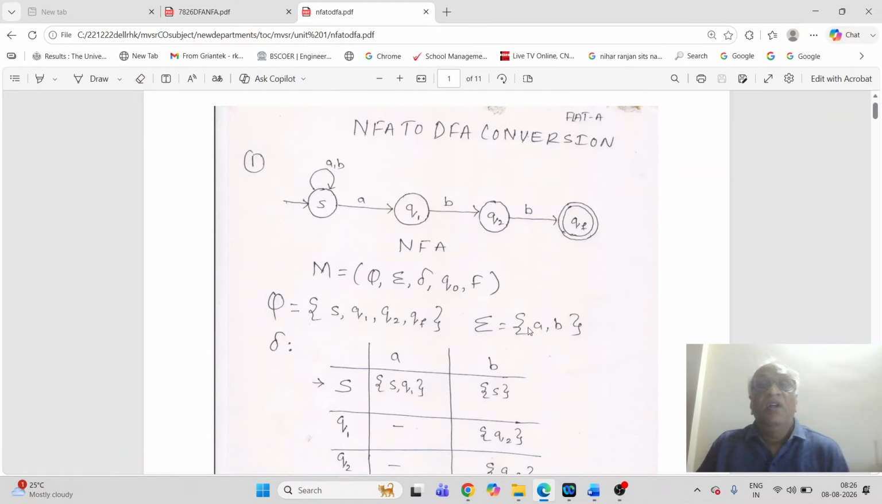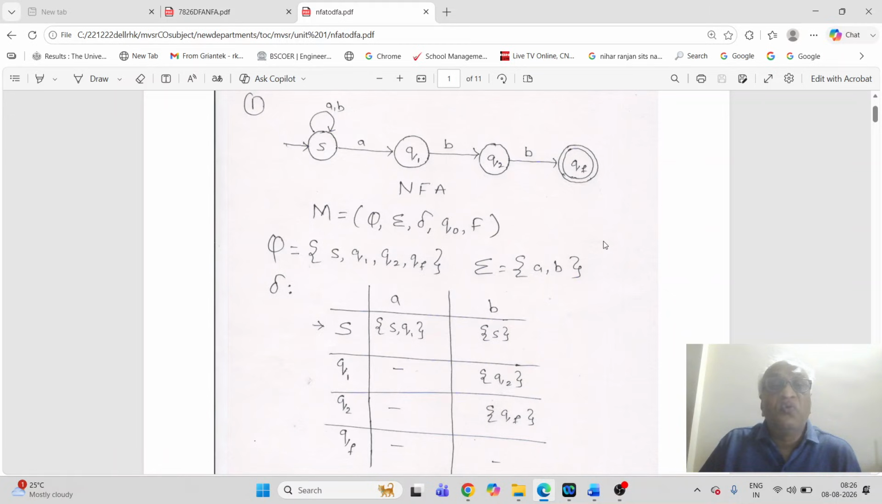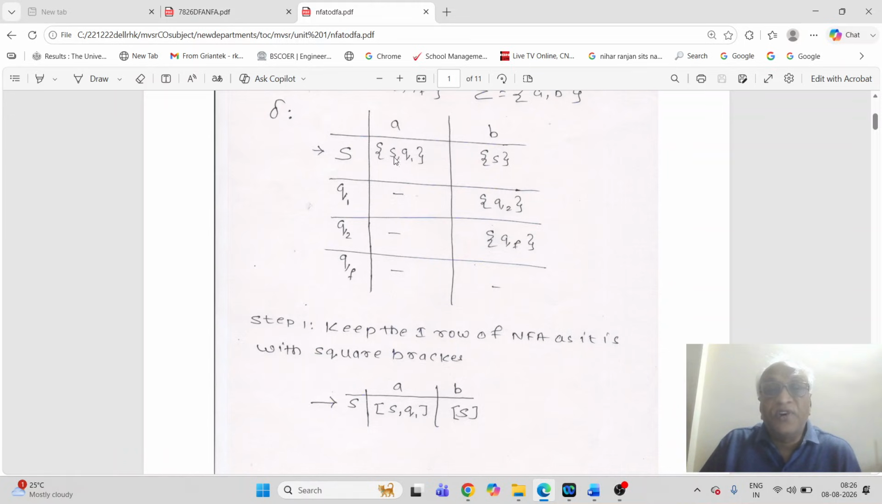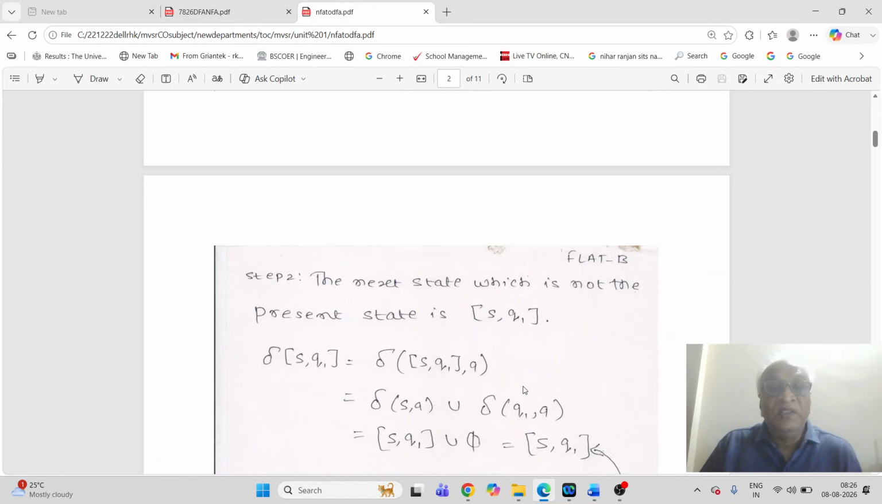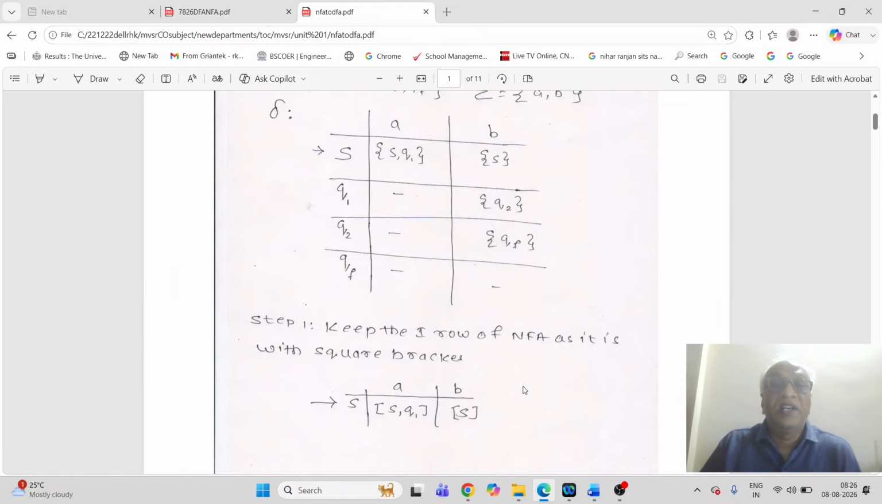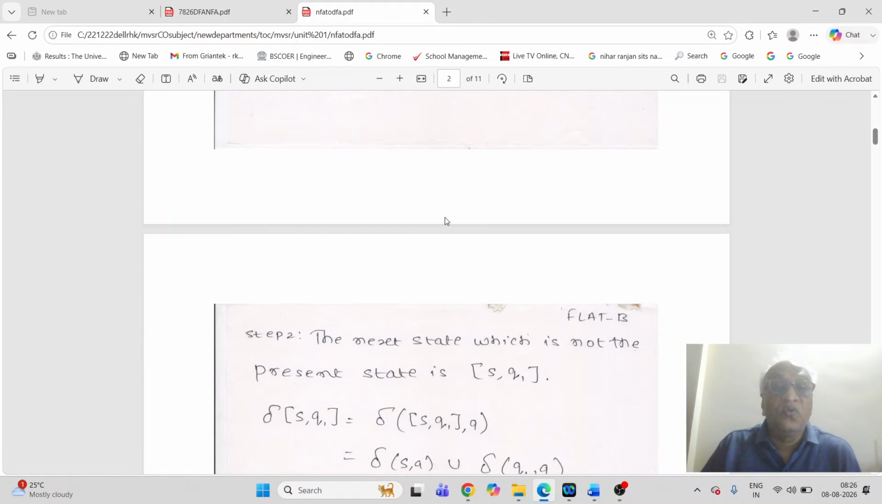Now here, what is our objective? Our objective is to convert NFA to DFA. So what will be the first step here? The first step will be to keep the first row of the NFA as it is and put it in square brackets. This is the convention. So this is the first row, S, S comma Q1, S. We keep this in square brackets. Now the next state, which is not the present state, is S comma Q1.